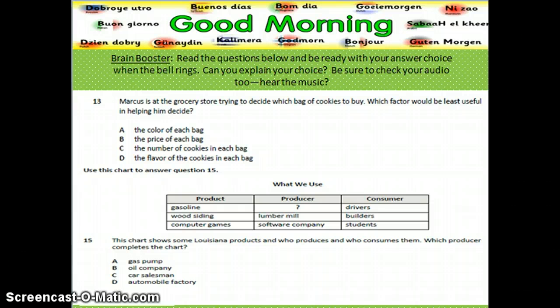We're going to do history this morning, and I wanted to get this recording out to you. First thing we're going to do when you come to class tomorrow is take a look at these brain boosters. Look at number 13. I know these are out of order a little bit, but look at number 13.